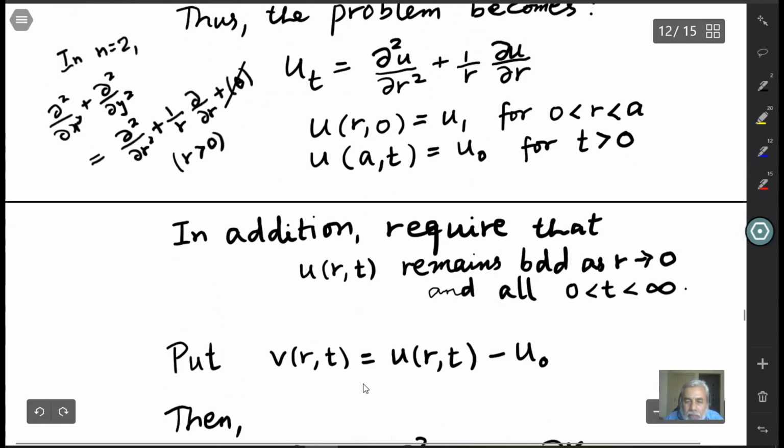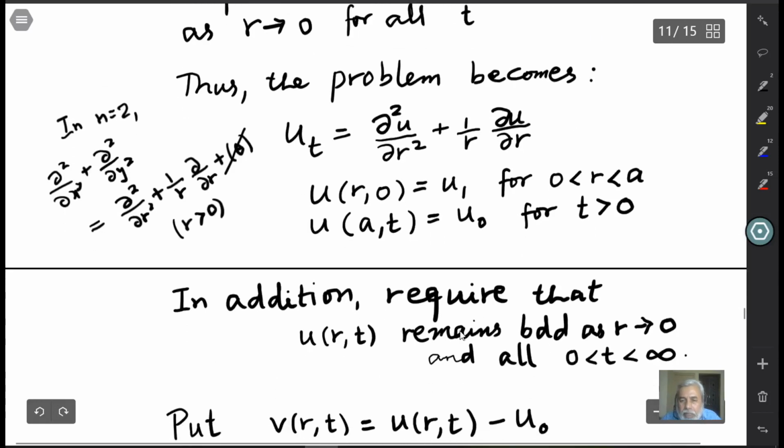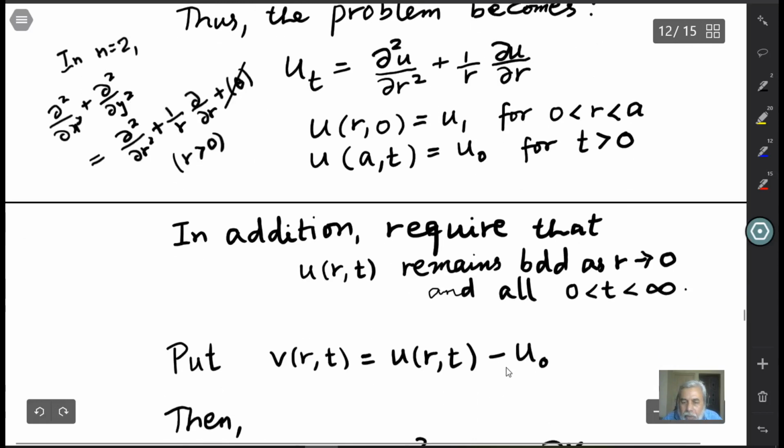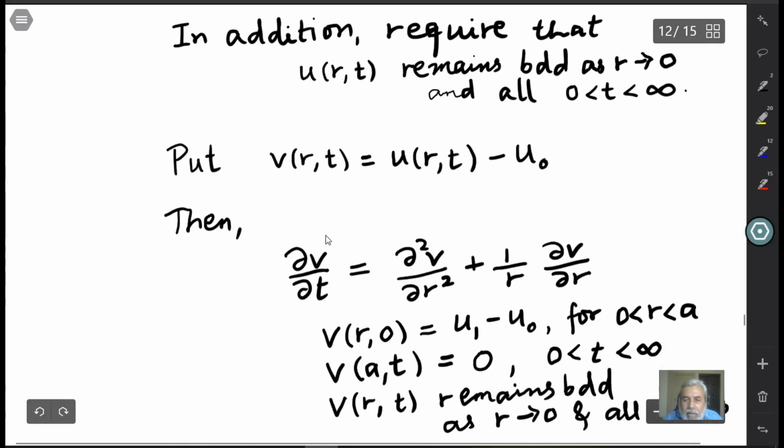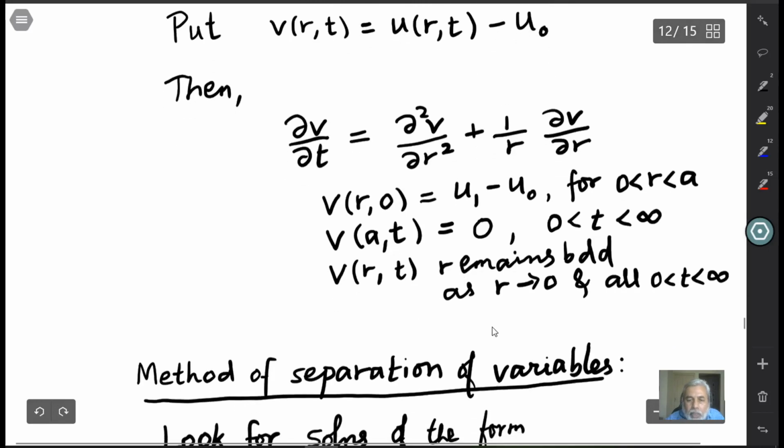We will make one more reduction. Put v(r,t) equal to u(r,t) minus u0. Here u0 is the boundary condition, so the boundary of the cylinder is maintained at that temperature, and we just subtract that. By linearity, the equation for v is the same as the equation for u, with only some changes in the conditions: the initial condition becomes u1 minus u0 and the boundary condition becomes 0, because we are subtracting u0. So this is the problem.